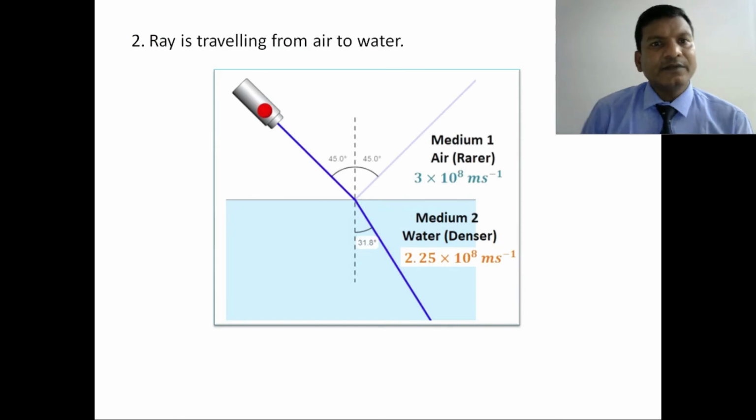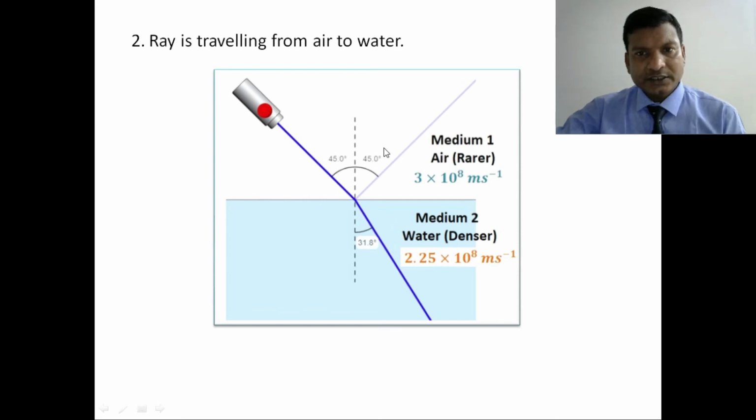Now we'll see another example. In this, see there, the ray is traveling from air to water. In the first example I have given, the ray was traveling from air to glass. Here the ray is traveling from air to water. See there, this is the air medium. Medium 1 is the air and medium 2 is the water. The ray is coming from air to the water here. The speed of light in the air will be 3 into 10 to the power 8 meter per second, and the speed of light in the water is 2.25 into 10 to the power 8 meter per second. This is the value which is given to us.